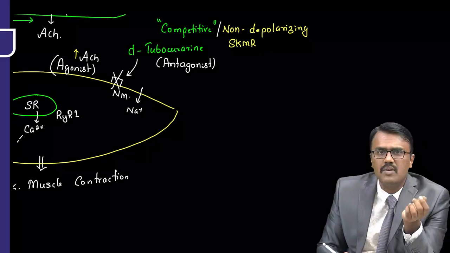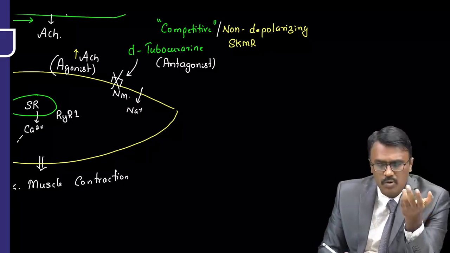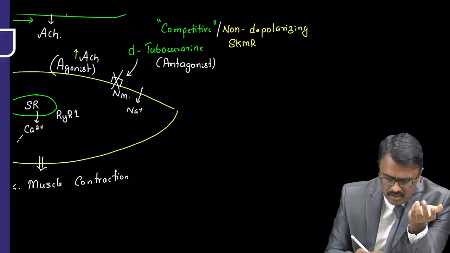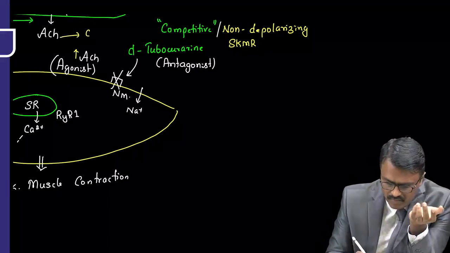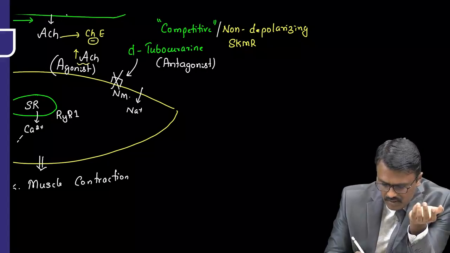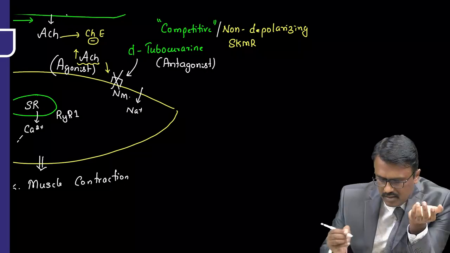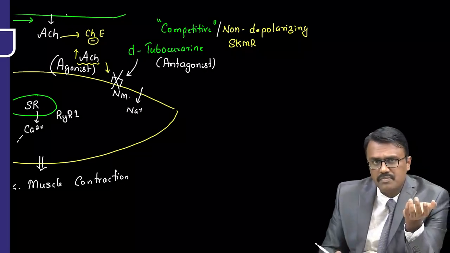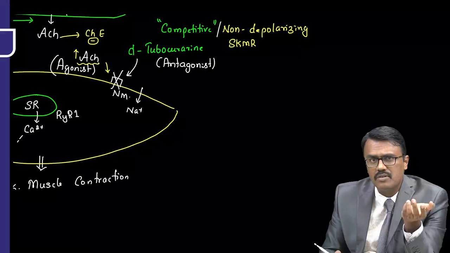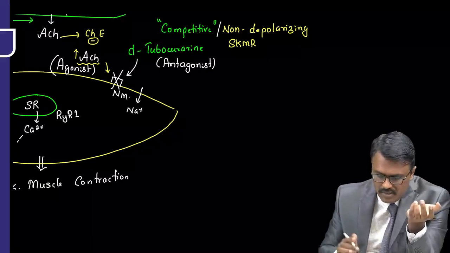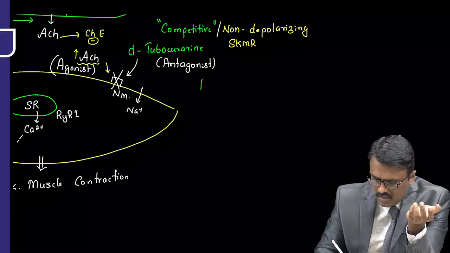But you know that acetylcholine is not used therapeutically. Now how do I increase the level of acetylcholine? You know that acetylcholine is broken down by the enzyme cholinesterase. So if I inhibit this enzyme, the acetylcholine level increases and this will kick the D-tubocurarine out. So what is the drug which inhibits that? To reverse this, we use anticholinesterases.